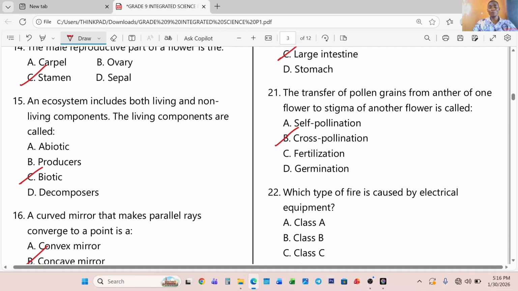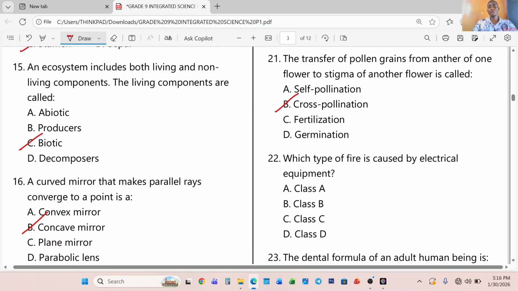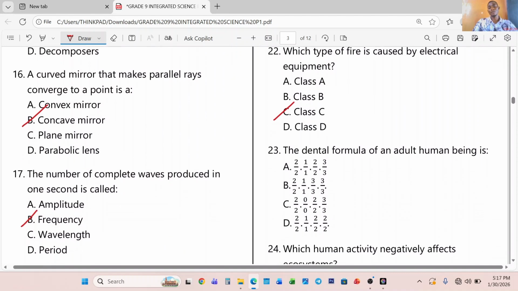So which type of fire, question 22, is caused by electrical equipment? Which type of fire is caused by electrical equipment? Question 22. We have the correct answer being class C, and this is what involves the electrical equipments. So the correct answer is C.